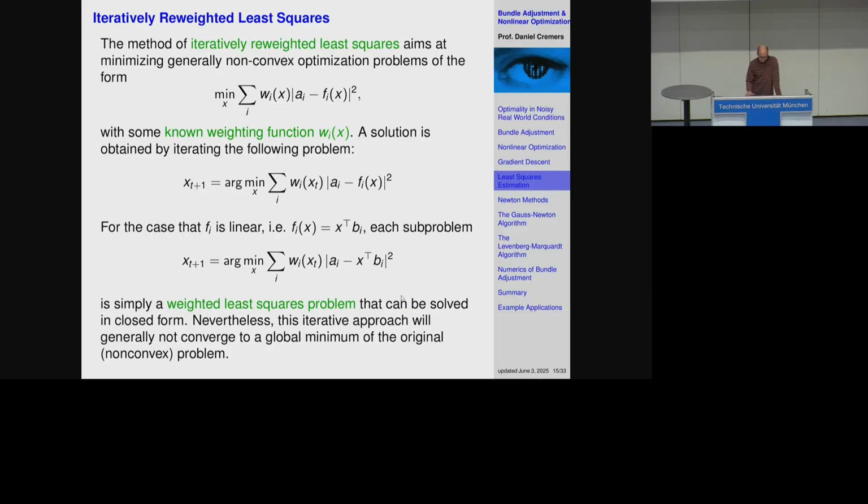So here's how it works. We have this loss function, and the idea now is that we have a least squares problem with weights, but the key thing is that these weights actually depend on the solution. And there are many interesting problems that can be cast into this form. Maybe I'll mention one of them.